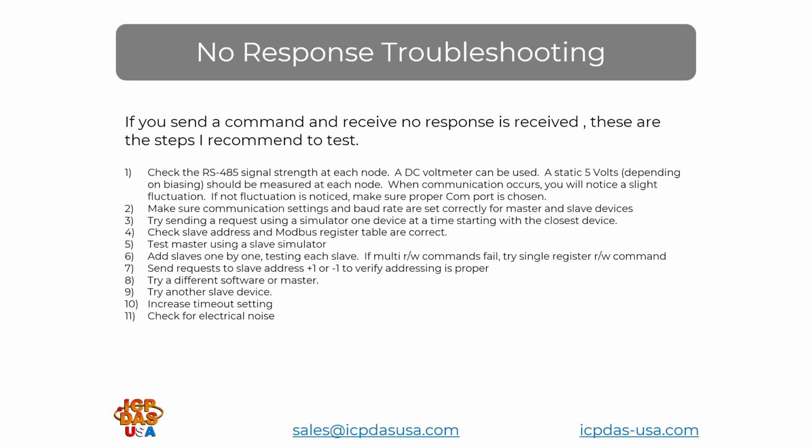Make sure your master device is providing the bias and the signal strength of the RS-485 is strong. You can measure this with a multimeter usually. Look for a slight voltage fluctuation when your master is communicating. If you don't see the fluctuation, you may have chosen the wrong COM port number that you're communicating to. Check for electrical noise. You can increase the timeout setting of your master device. Sometimes if your slave device is slow, far away, or you didn't allow a long enough timeout, it'll cause errors as well in your program.